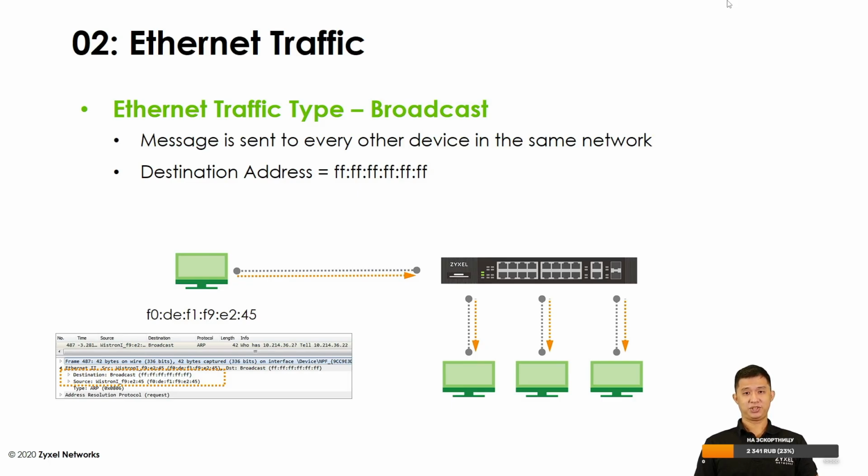Broadcast is a message that is sent to every other device in the same network. Since there is no particular receiver device, a dedicated address is designed for broadcast traffic where all values are F. We can also see the destination address in the captured packet.